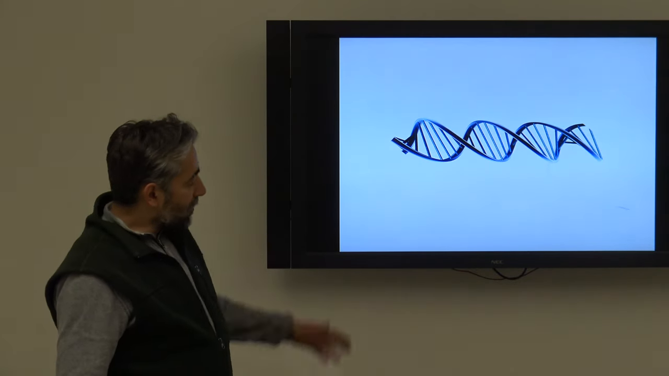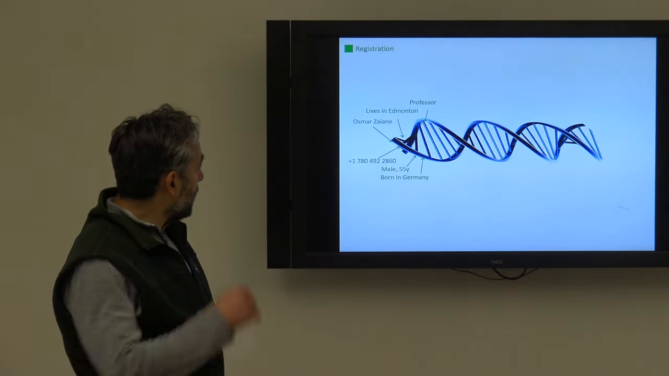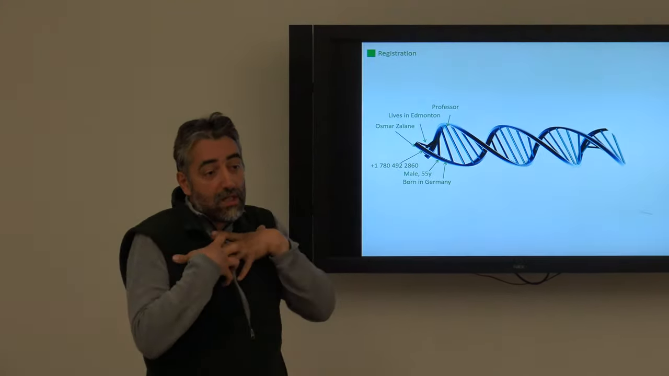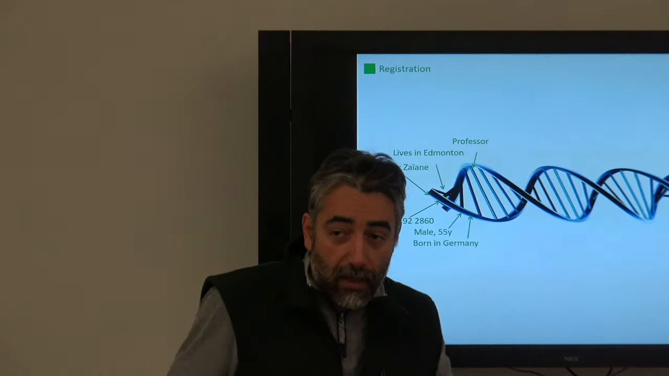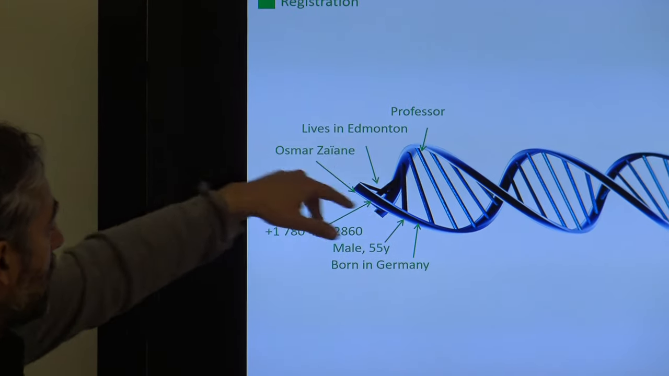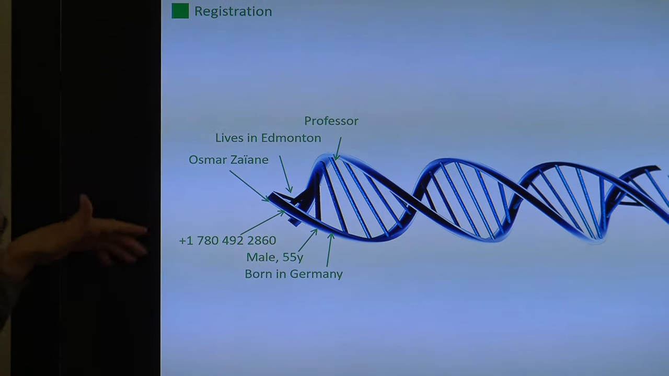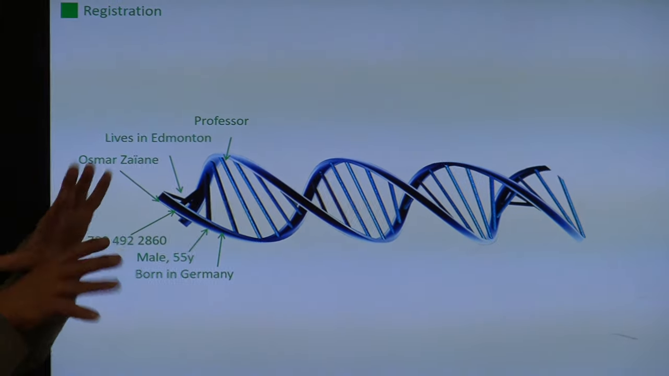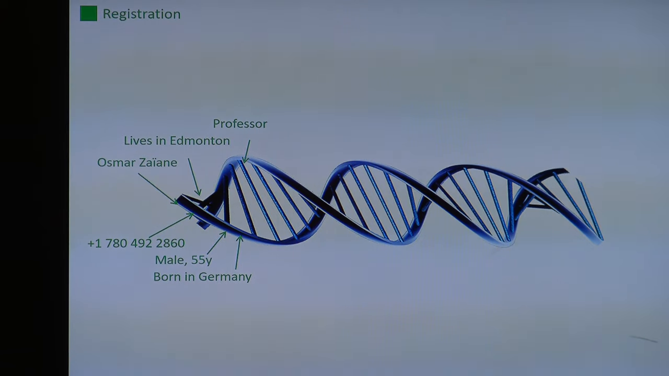And when you go to a website, so this is hypothetical, I'm going to show this. I go to a website that sells stuff, and I will register, because they need to know me, and they need to know where to send the stuff that I buy. I need to give them my address. So there's a form I fill in. I'll say, well, I'm a professor, I live in Edmonton, this is my name, this is my phone number, male, I'm 55 years old, I'm born in Germany, whatever. They ask me different things. Some things I hesitate, so I ask, why do you want to know that? But I will end up giving them that, and I'll say, well, that's all they know about me anyways. I voluntarily gave them that information.